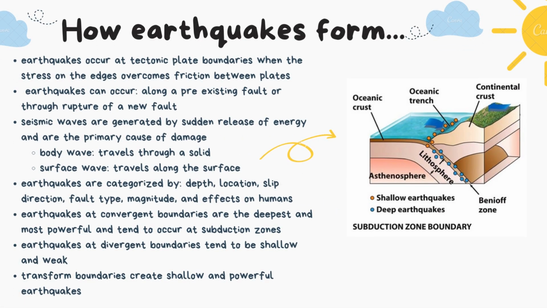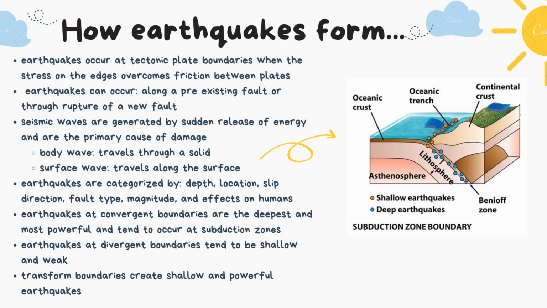Earthquakes occur at tectonic plate boundaries when the stress on the edges overcomes friction between the plates. Earthquakes can occur along a pre-existing fault or through rupture of a new fault. Seismic waves are generated by the sudden release of stress and energy and are the primary cause of damage. Body waves travel through solids while surface waves travel along the surface.